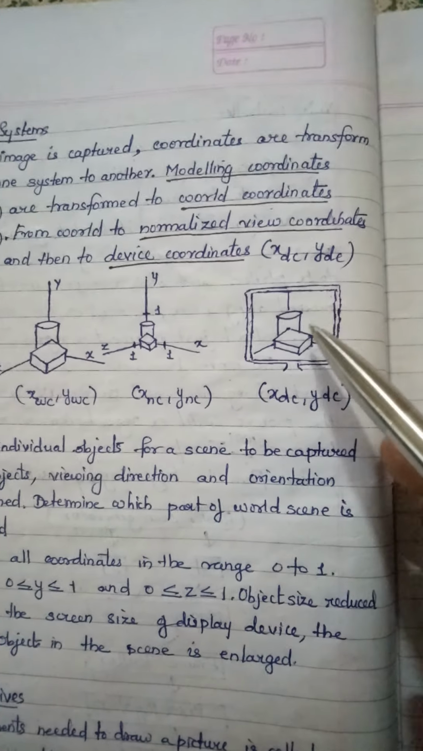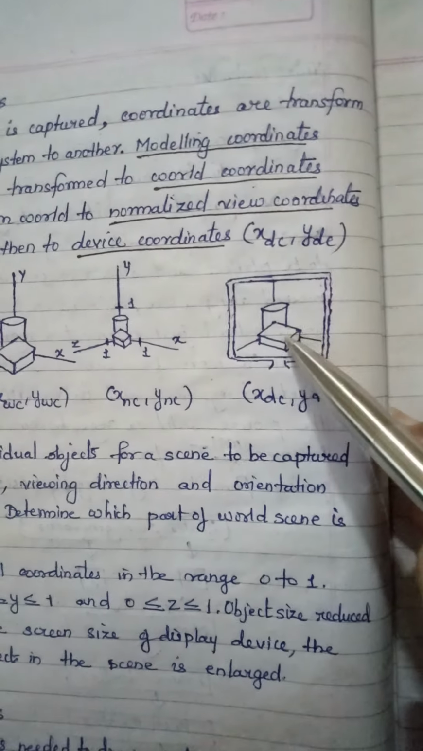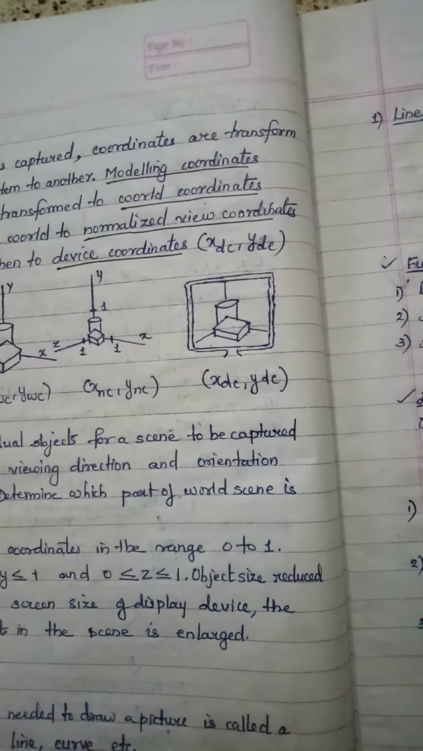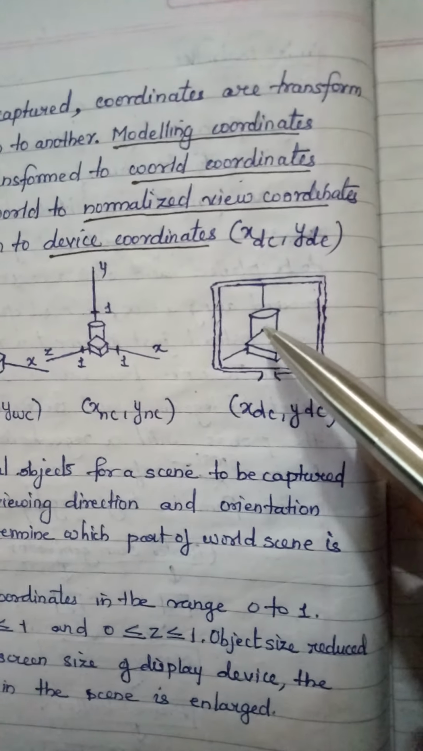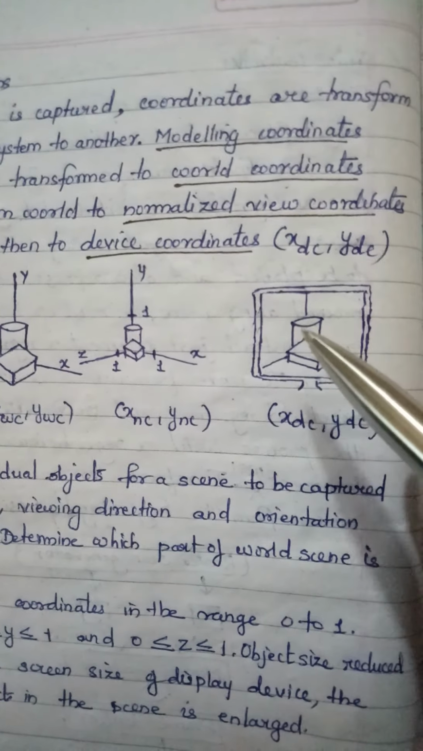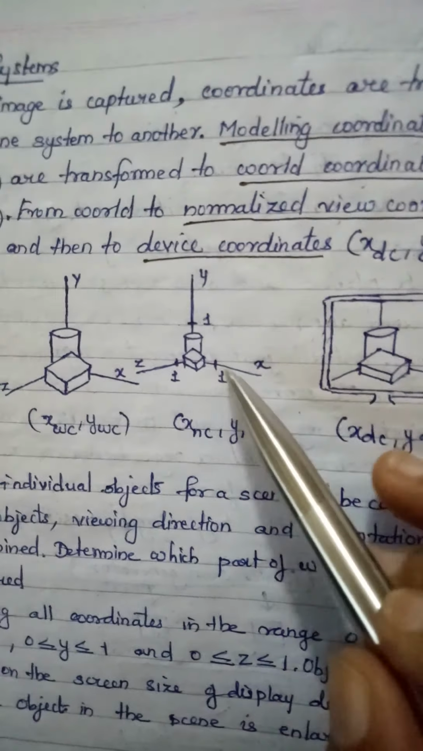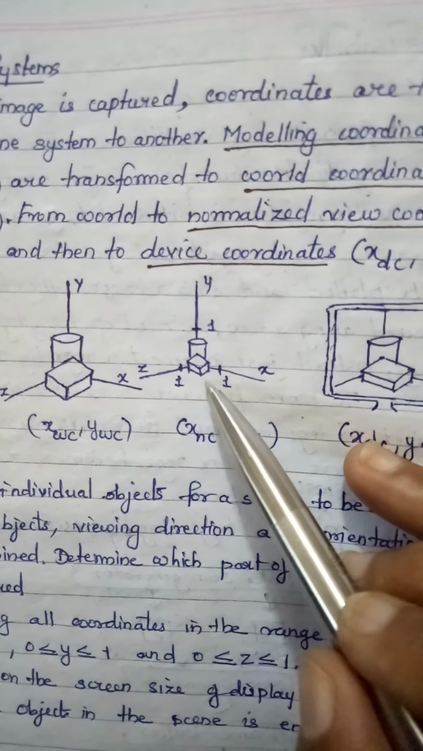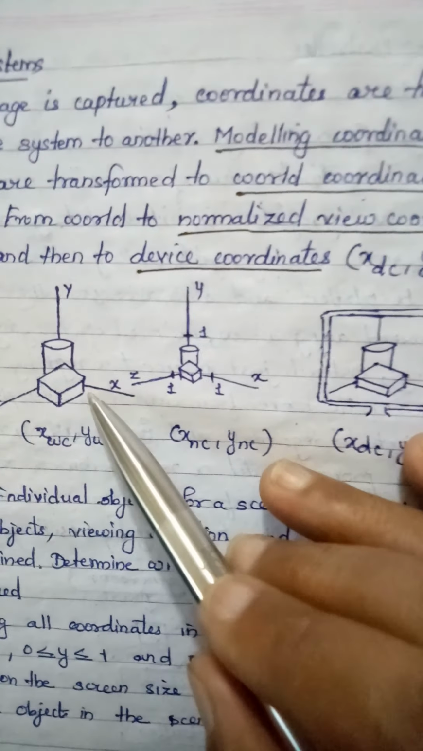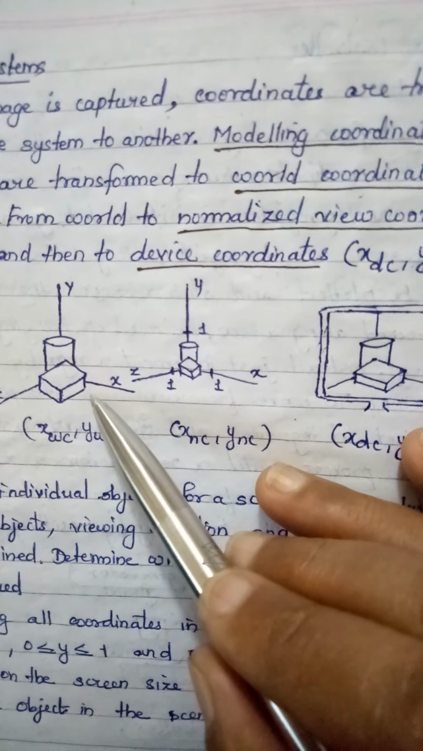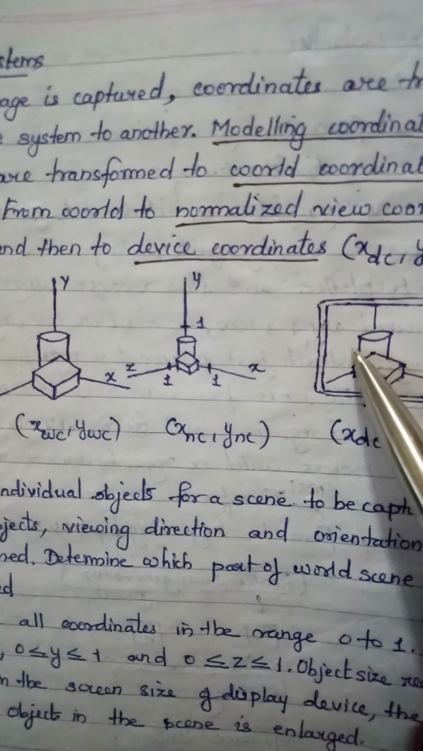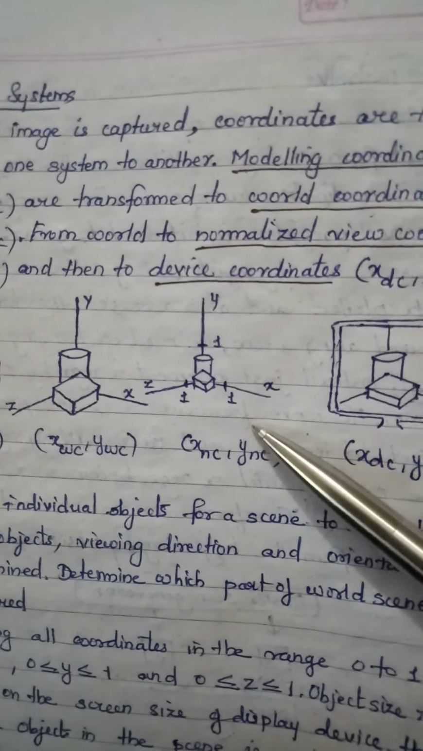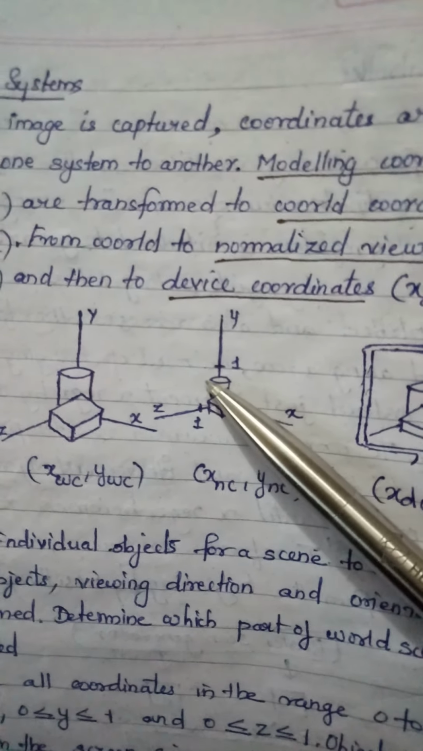So depending on the size of the screen of the display device, the image can either be enlarged or reduced. To adjust this change in size, we are using normalized view coordinates. So what is the purpose of these normalized view coordinates? Once you have decided to take a picture, before transferring it to the device, normalized view coordinates reduce the size of the picture to very small.